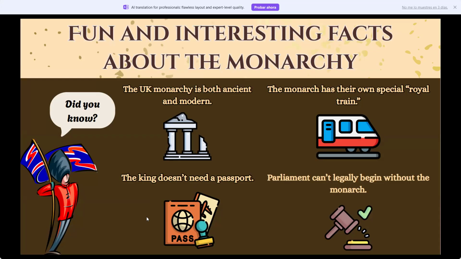Also, a fun and interesting fact is that the monarch has their own special royal train. Yeah, you heard it right. They don't use it so much in order to reduce costs, but there is still a train in the UK monarchy where they have their own special space and they can use it for special occasions, for example.